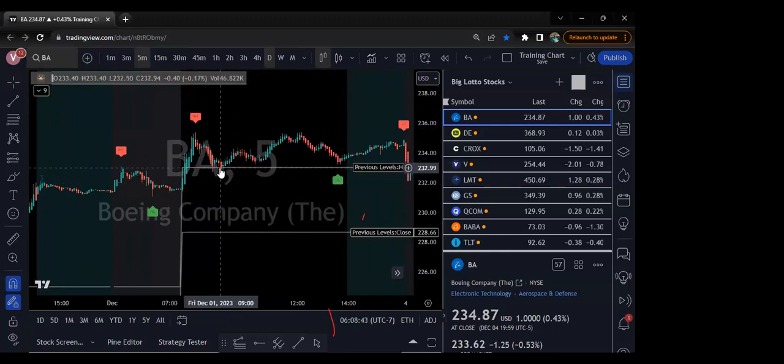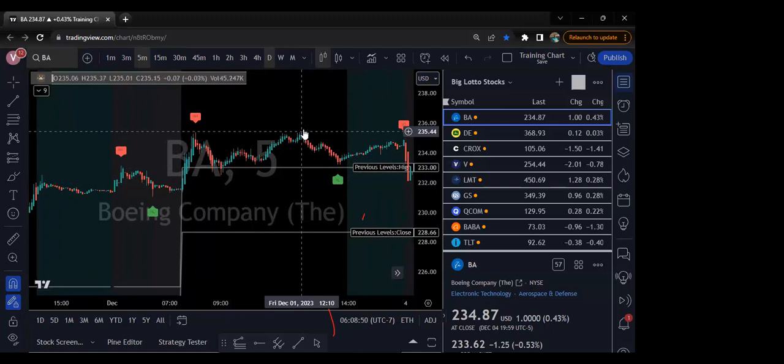So you wait for this pullback and confirmation, then you ride it back up to this same level, or you have some stocks going higher. We'll see an example of that. And if it's not breaking, then you're riding it back down.